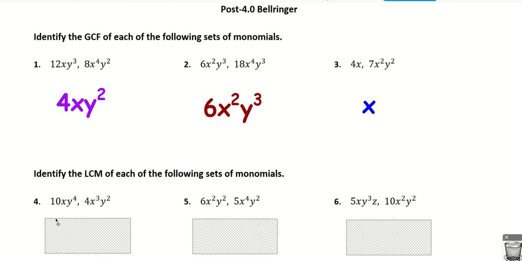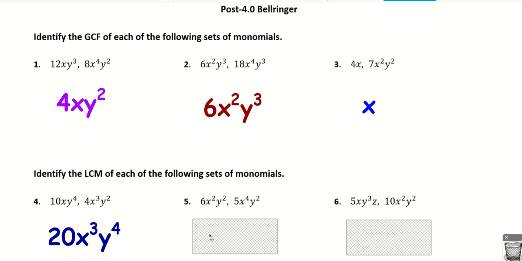And then for 4, 5, and 6, it's LCM. That's least common multiple. So as far as 10 and 4, the least common multiple is 20. And then when you compare x to the first and x to the third, now you're looking for the least common multiple. So now you're going to go with the larger of the exponents for each variable. So x to the third and then y to the fourth.